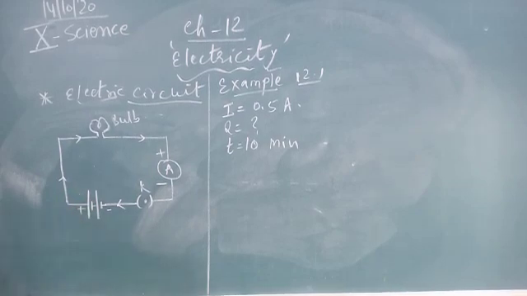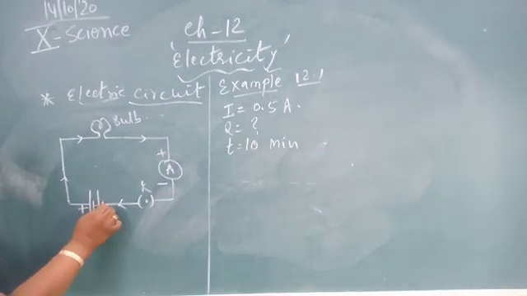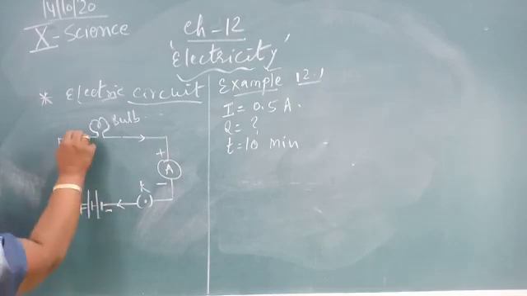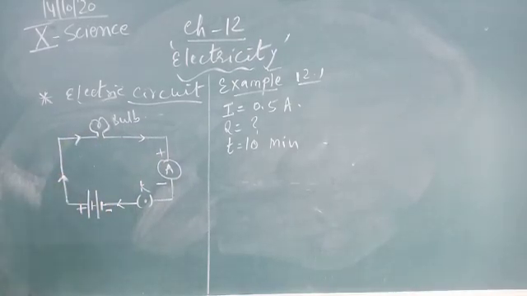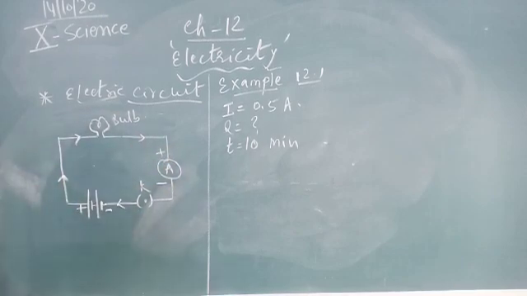Here it is also called plug key. Here electric current flows in the circuit from the positive terminal to the negative terminal. This arrow shows the direction of electric current, that is always from the positive terminal to the negative terminal of the cell through the bulb and ammeter.